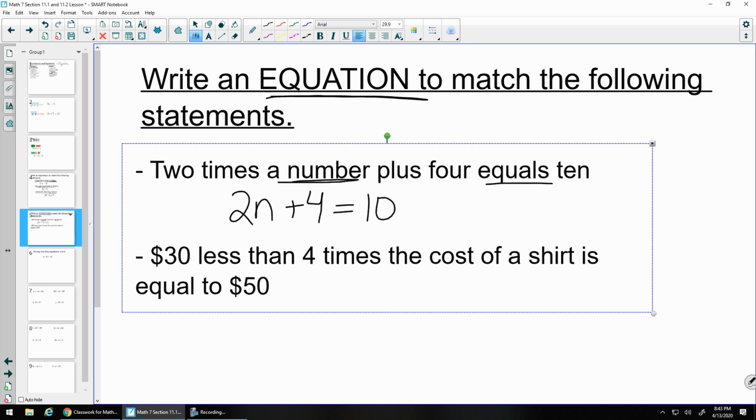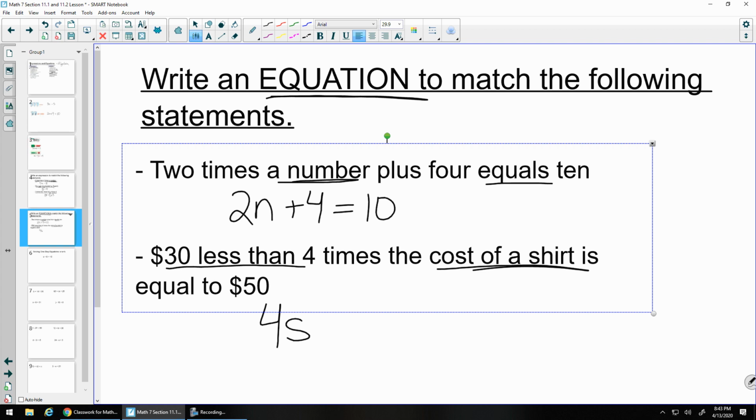How about this one? $30 less than 4 times the cost of a shirt is equal to $50. Okay, a little bit more confusing this time. Let's find our variable. $30 less than 4 times the cost of a shirt. So the cost of a shirt is our unknown. How much a shirt costs? S. That is unknown. But 4 times the cost of a shirt, so 4s, and $30 less than 4 shirts.